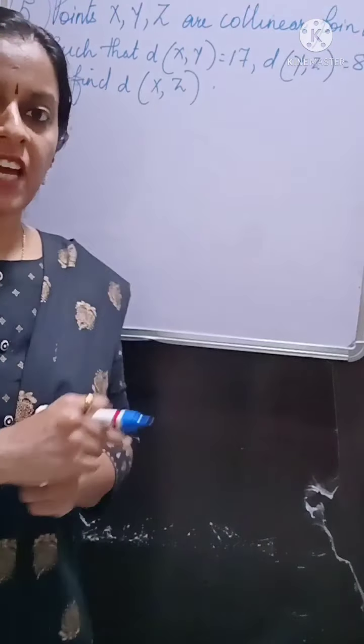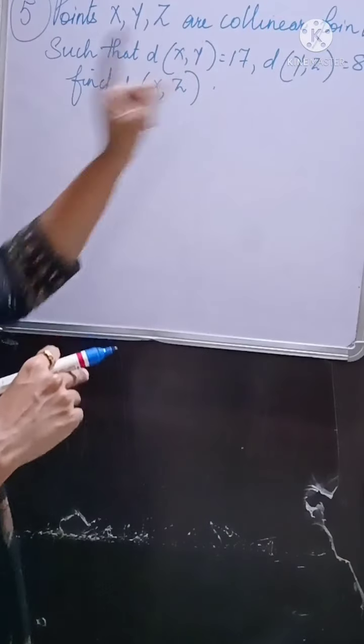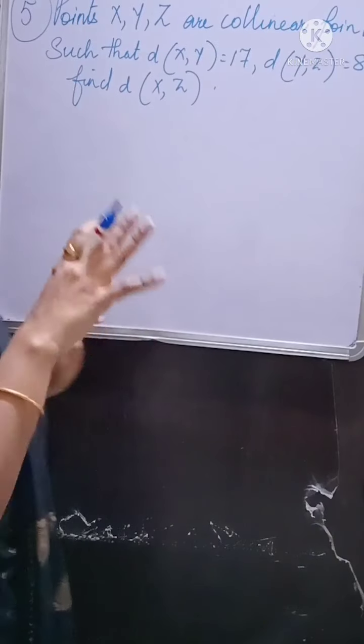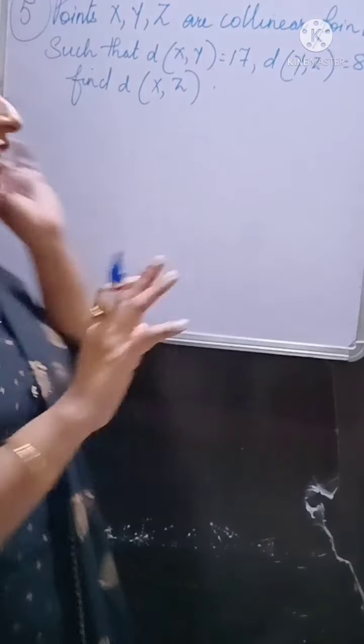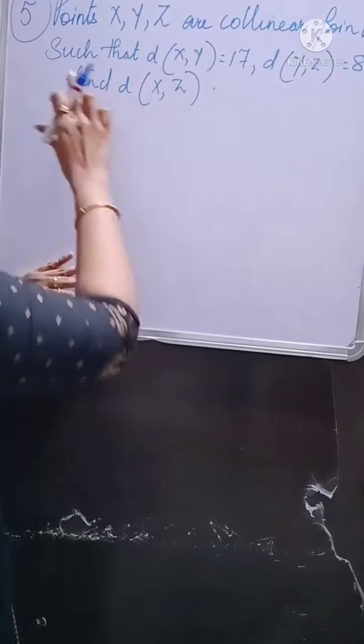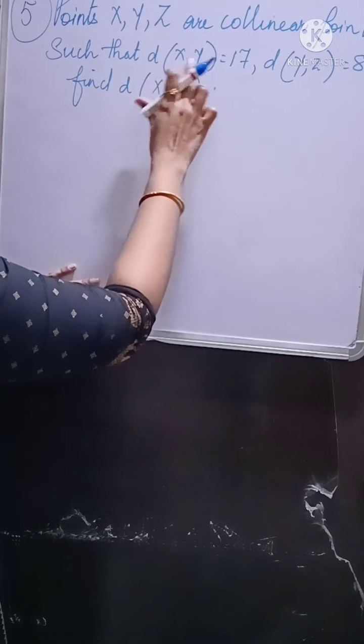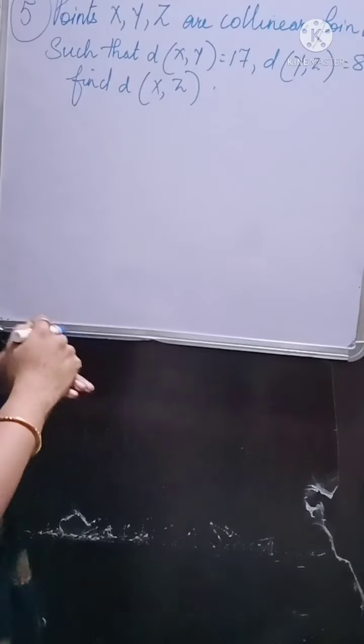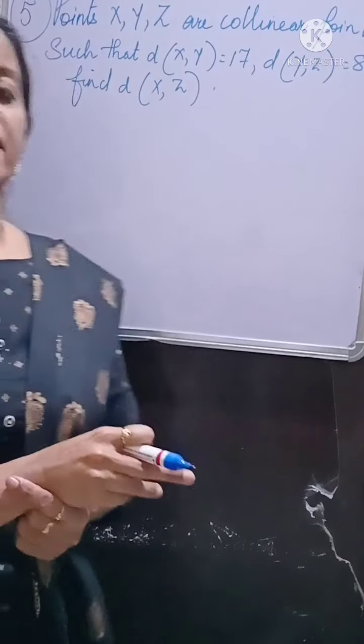Okay, question number 5. See children, question number 5, same format. Points X, Y, Z are collinear points. They are collinear, they lie on the same line, such that the distance between points X and Y is 17. Distance between Y and Z is 8. Find the distance between X and Z.